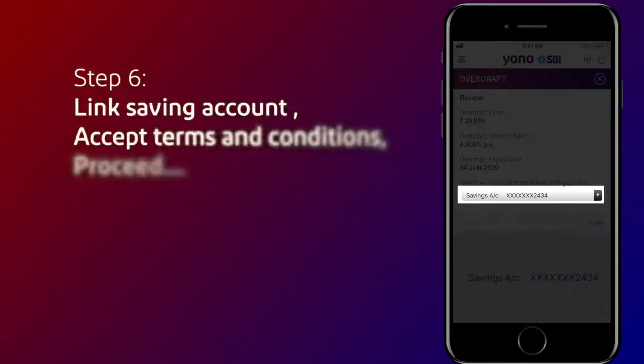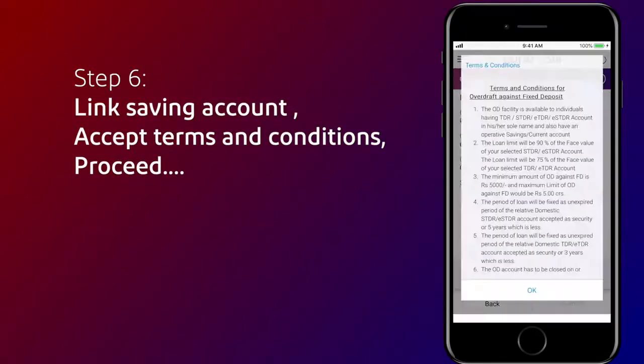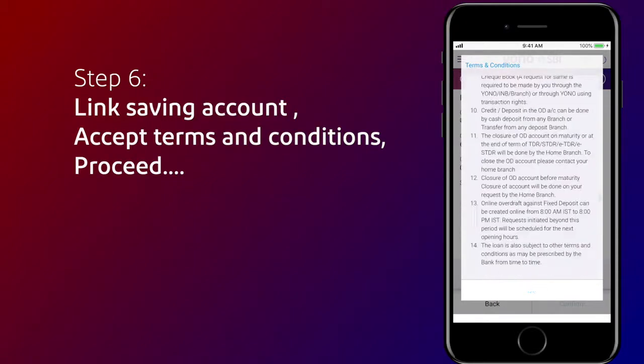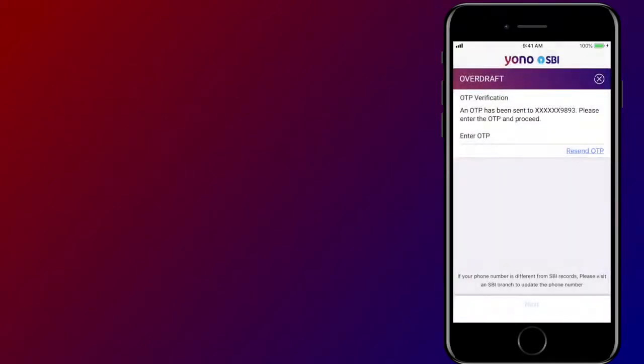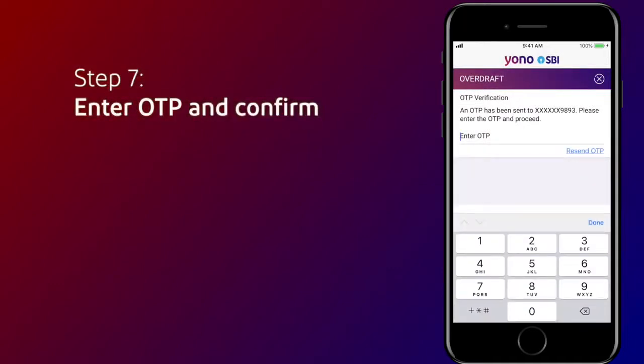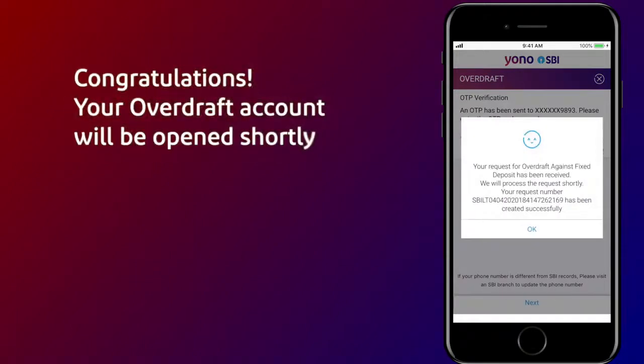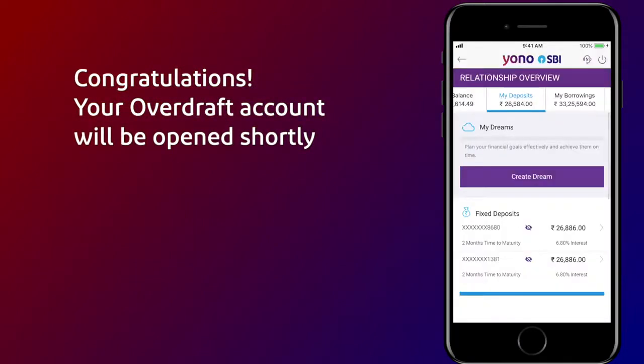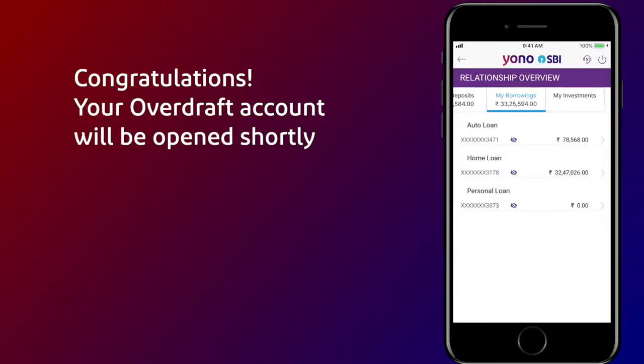Select savings account to be linked to overdraft. View and accept the terms and conditions and confirm. You will receive an OTP. Enter this to complete creating the overdraft. Congratulations! Your request is received. Soon, a separate overdraft account will be opened and you can use it as per your needs.